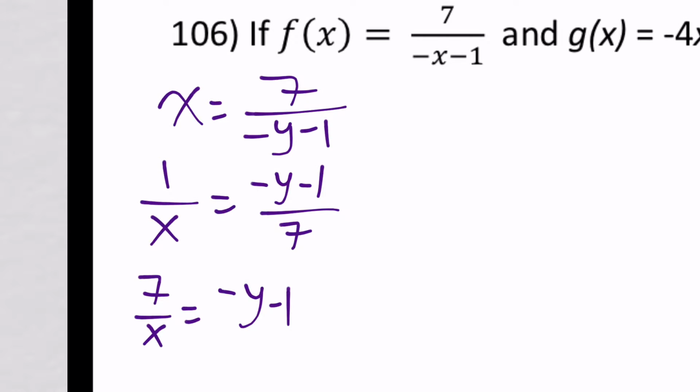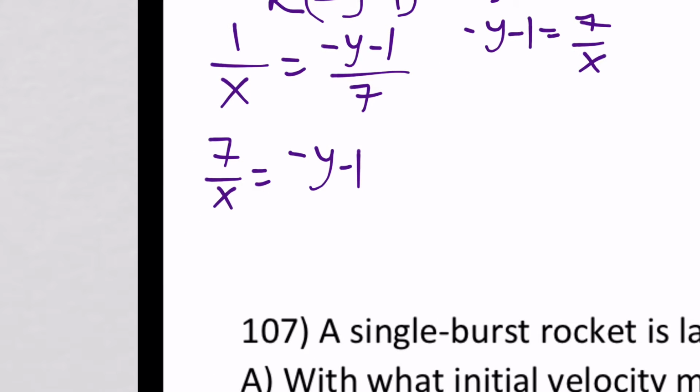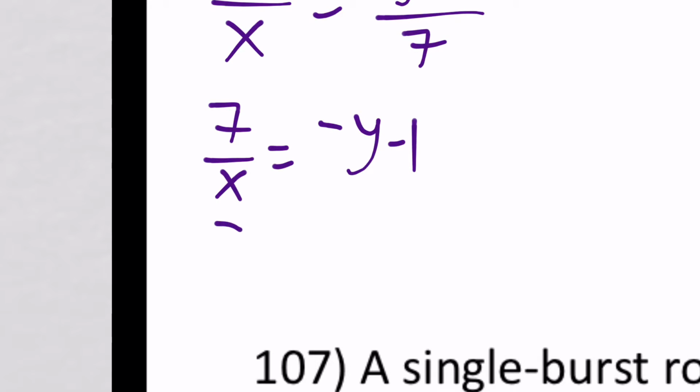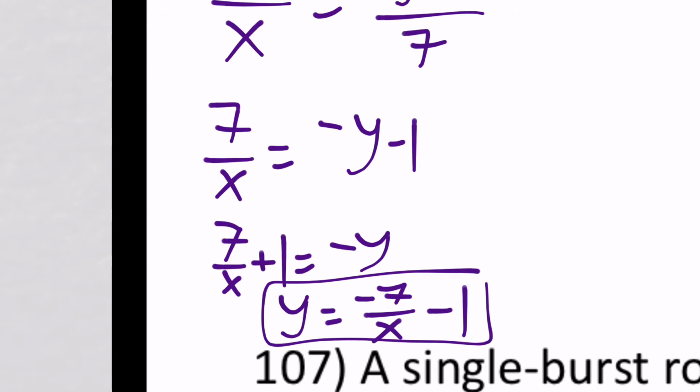Now, if you didn't like that, another approach you could take is we need to get that y out of the denominator, so multiply it up. So get x times negative y minus 1 equals 7, and then divide the x down, so get negative y minus 1 equals 7 over x. So we get the same spot. Okay, and now let's add 1 to both sides. So 7 over x plus 1 equals negative y. So y equals negative 7 over x minus 1 is our first equation.